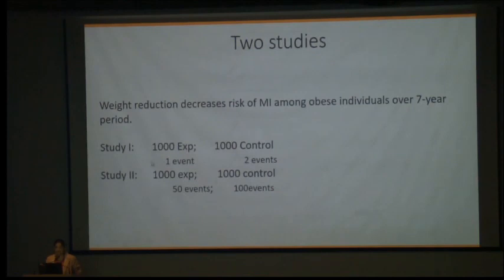So study 1 had 1,000 and 1,000 in the experimental and control, gave the same intervention, weight reduction. There was 1 event, so 1 myocardial infarction in the experimental group and 2 in the control group. Study 2 had 50 events in the experimental group and 100 events in the control group. So the sample size is the same and the effect is also the same. It's reducing by half. So, but which according to you deserves more weight?